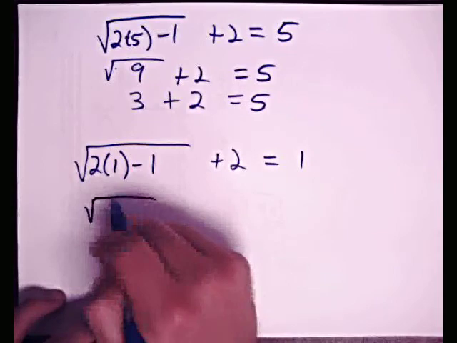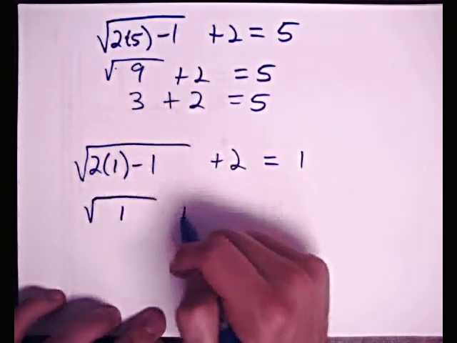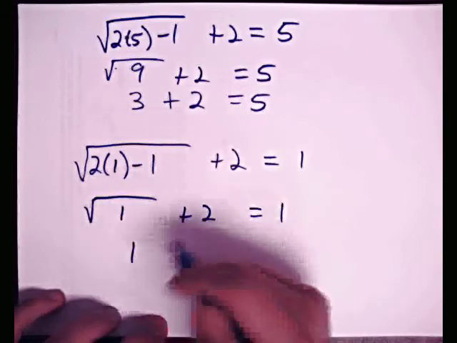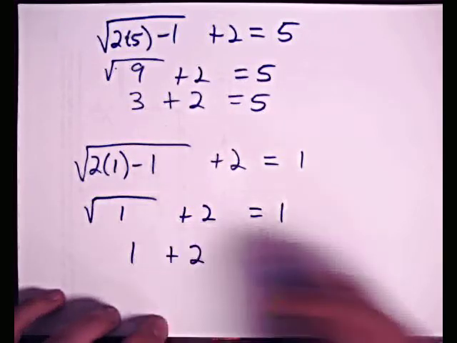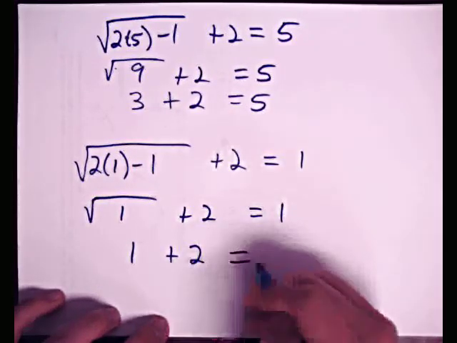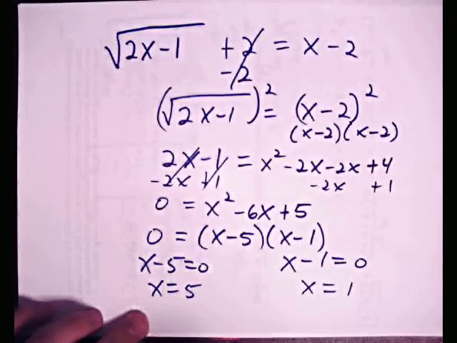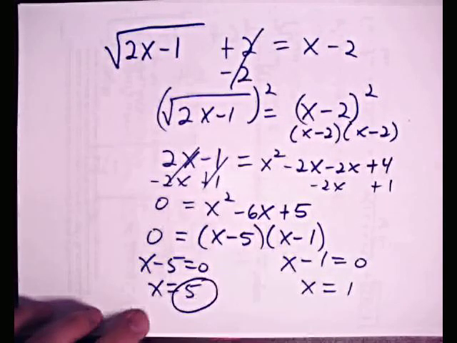So we have the square root of 2 minus 1 is 1, plus 2 is supposed to equal 1. The square root of 1 is 1, plus 2, that's 3. So that does not equal 1. So when I put 1 into my original equation, I get something back that's not true. So that tells me then that x equals 1 is not a solution. And my only solution is that x equals 5.